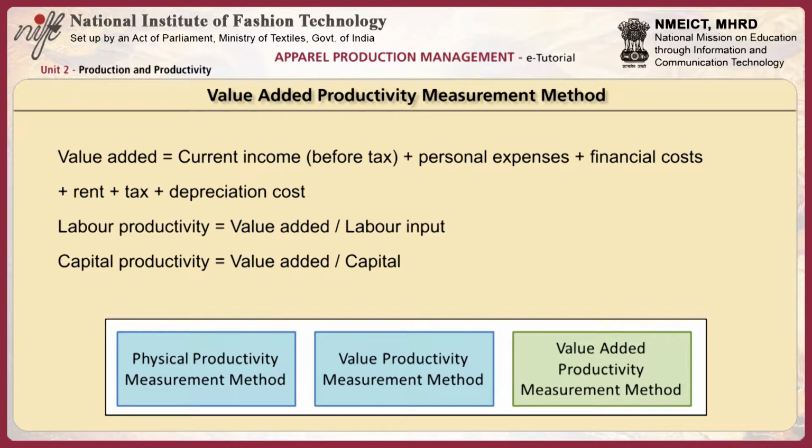Value added productivity measurement method is generally used in organizations that have highly diverse outputs or have very expensive raw material. Data for value added computation are taken from financial statements. Labor productivity can be calculated by the following formula: value added divided by labor input. Capital productivity will be calculated by this formula: value added divided by capital.